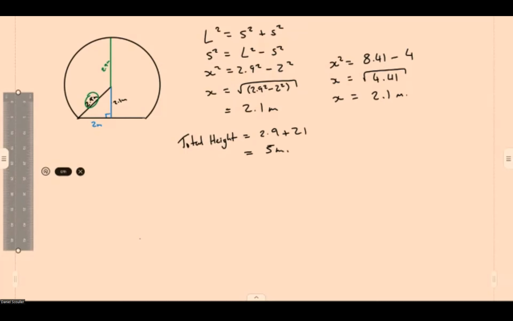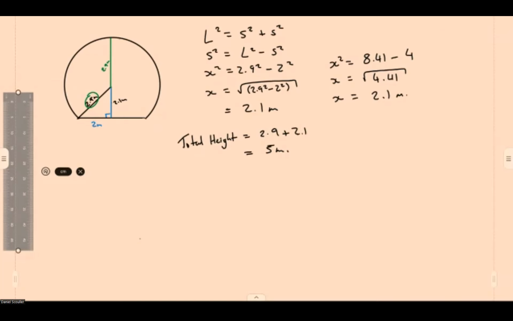Sorry, how did you know to do 2.9 add the 2.1? Because the 2.9 is the radius. So any straight line from the centre of the circle to the outside edge is the same as the radius. All right, so the radius is given in the question. We go back to it. 2.9.